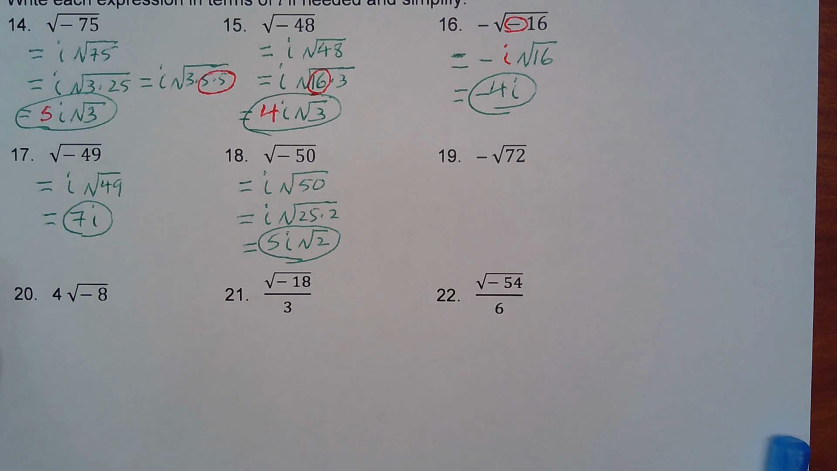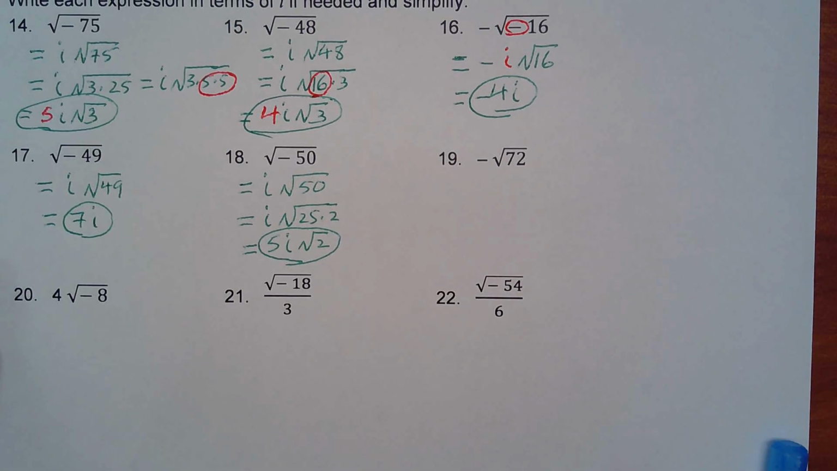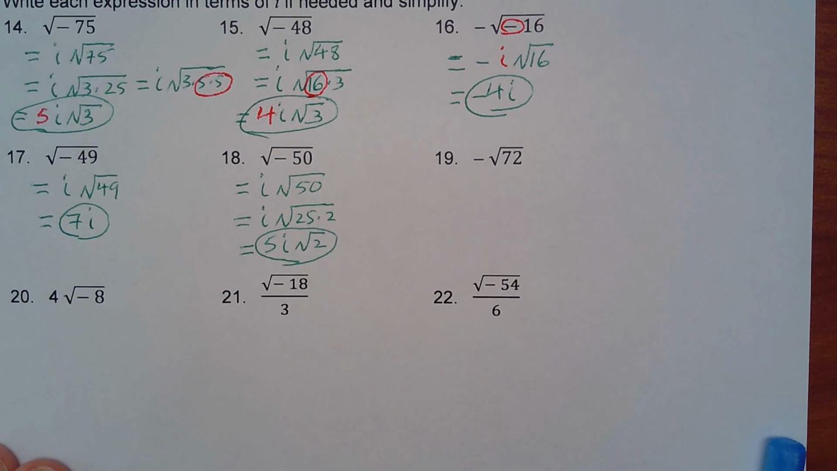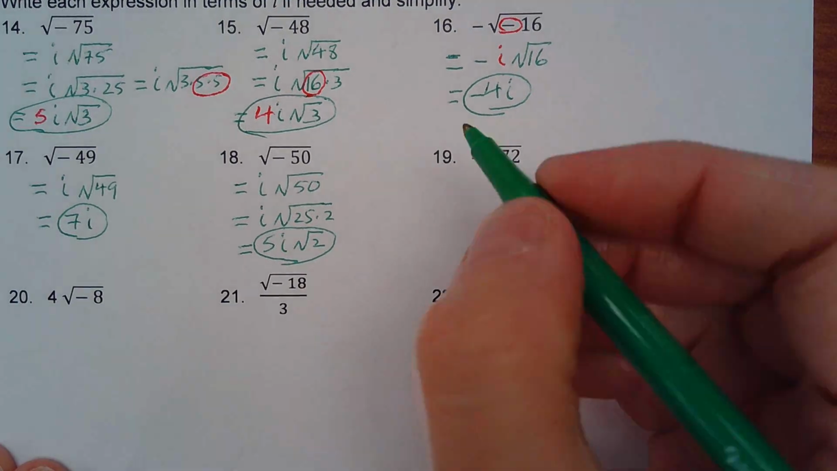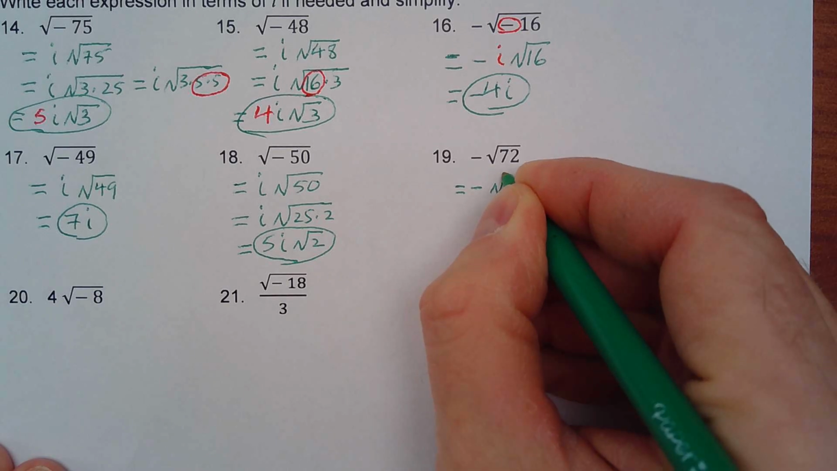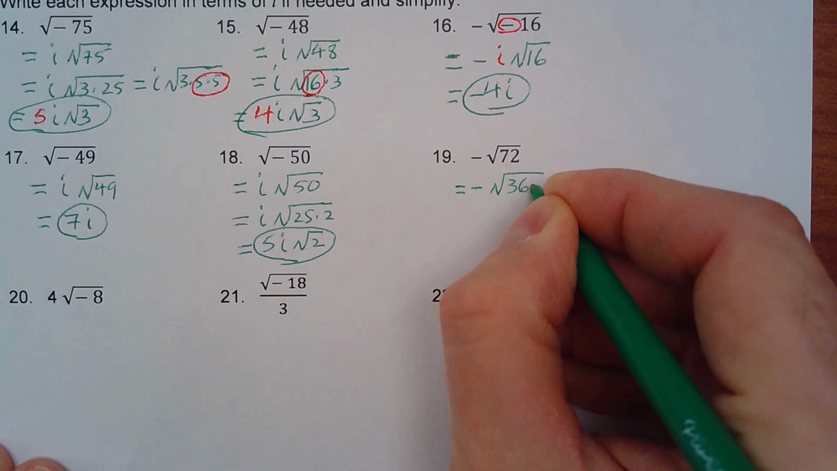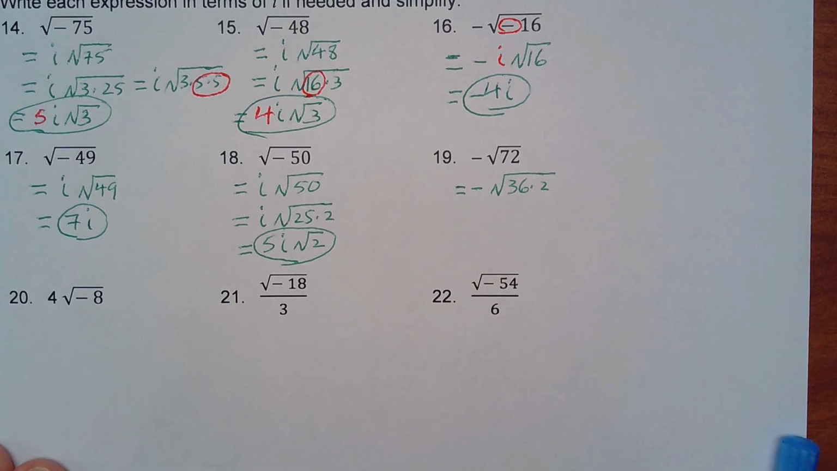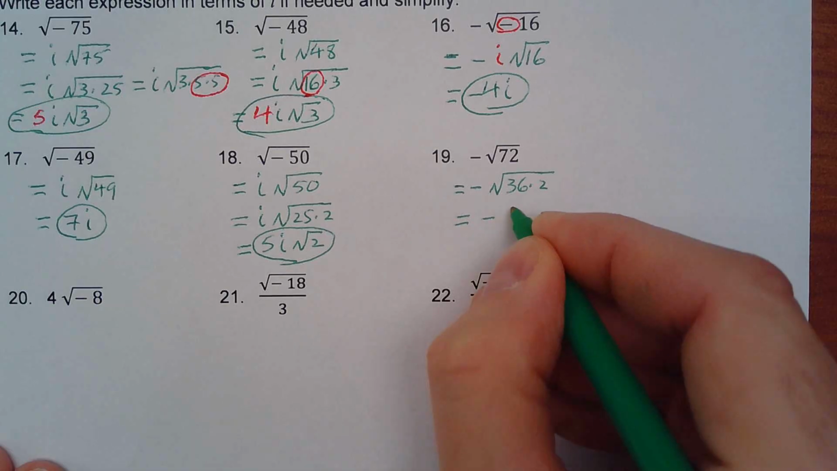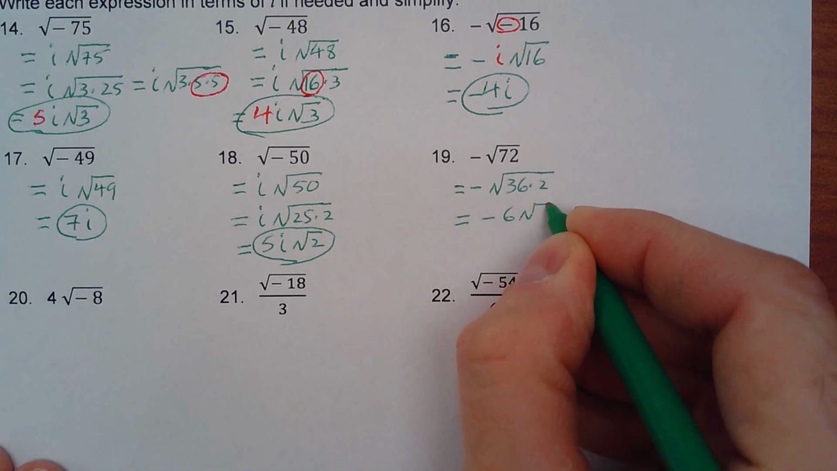Now, in number 19, there is no negative underneath the square root. The negative's on the outside, so we're not going to have i here. We're just going to start working on simplifying this. 72 is 36 times 2. The square root of 36 is 6. So this gives me negative 6 square root of 2.